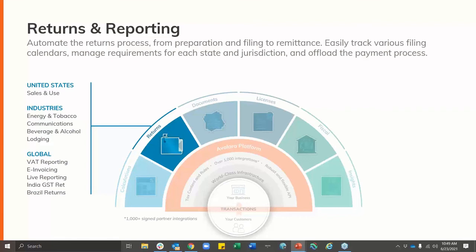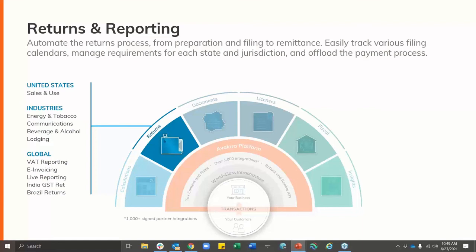This is all automatically done through our platform with outsourced payment to the state and local jurisdictions directly through Avalara. We can also clear up tax notices on behalf of customers, and we can provide an archive of the returns.